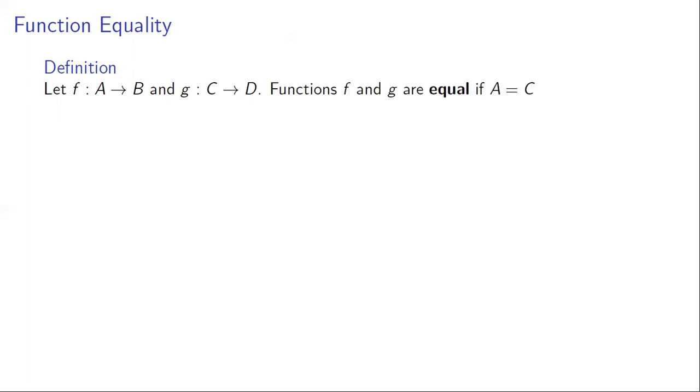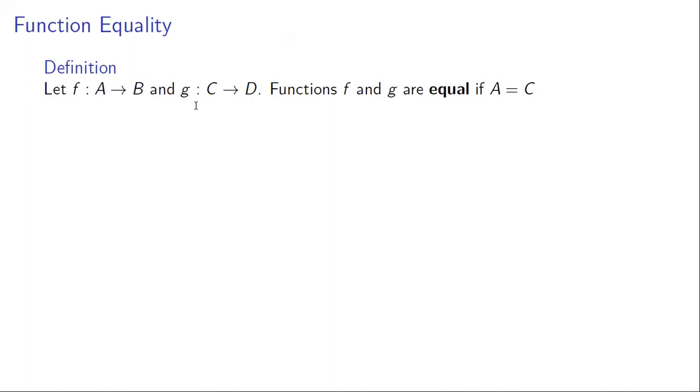All right, great. Now, quick little definition here. Function equality. Let's say we have two functions, F from A to B and G from C to D. We would like to know whether these two functions are equal to each other. So how do we define function equality? Functions F and G are considered to be equal when two things are true. First of all, we need to make sure that A is equal to C, meaning even though A and C are different names, we need to make sure that they're actually equal to each other.